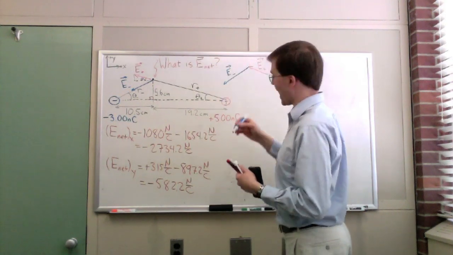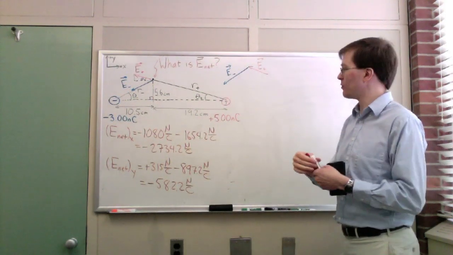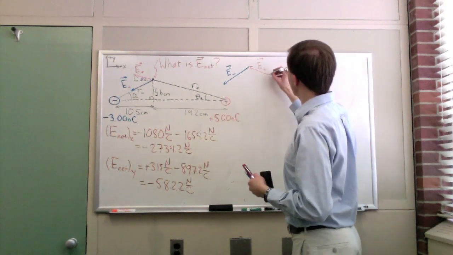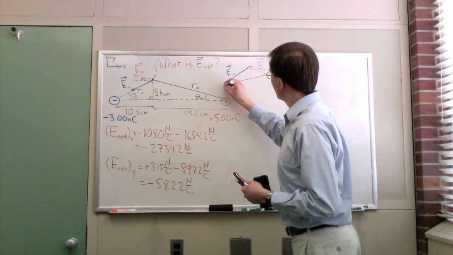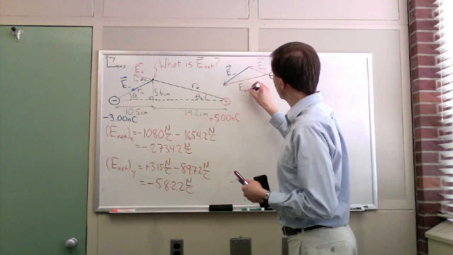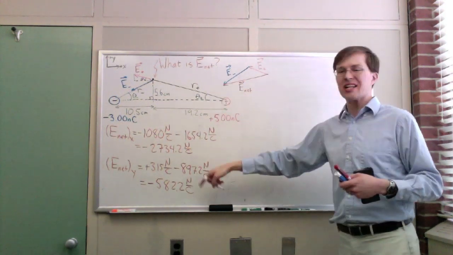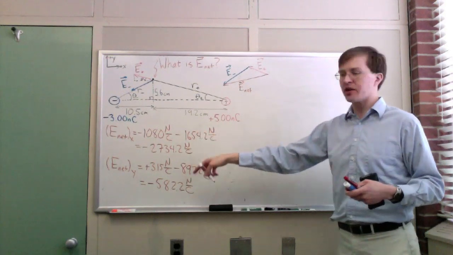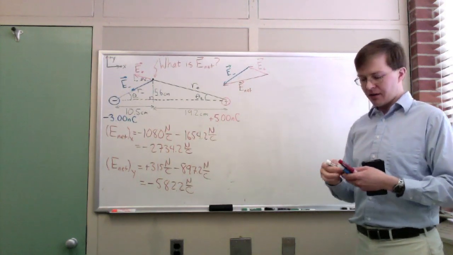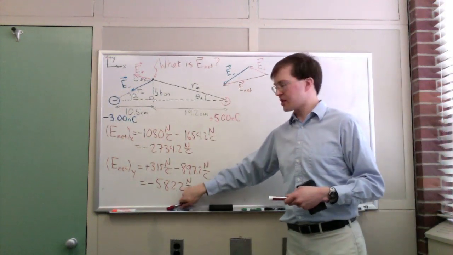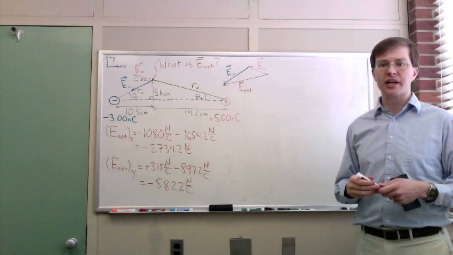if I add those two together, you add vectors head to tail, remember, my net electric field would look something like this. My net electric field should be way to the left and a little bit down. That's what I've got here. So that makes me feel pretty good about my results. And really, we could stop right here. This has already specified the complete electric field.